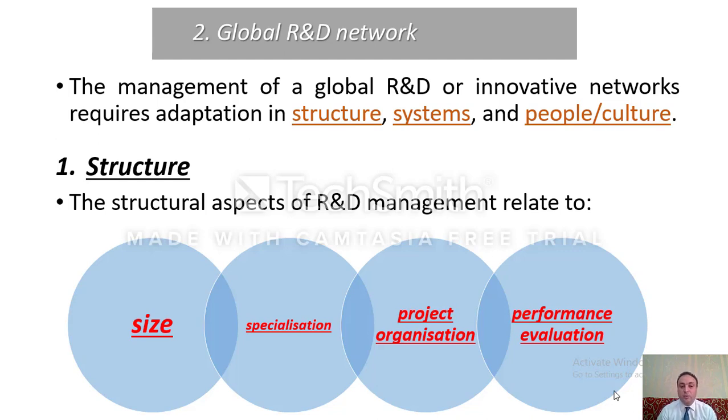Now we are going to continue. As we said, the management of the global research and development or innovative networks requires the adaptation of three main elements: the structure of the organization and the systems, the way of working, and so on, and the people or the culture of the different countries. As we know, the global company works in many different countries and markets, and we have different people, different languages, different cultures, and so on. So this is an effective factor in the process of globalization. So let's start with the first element, which is the structure.